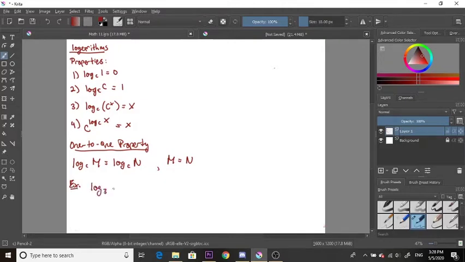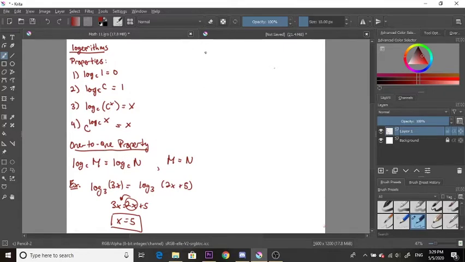Let's say we have log base 3 of 3x is equal to log base 3 of 2x plus 5. Well, we have the same base on either side. If we didn't have the same base, then this would be a lot more tricky to solve. But because these are the same bases, we can simply rewrite this without the logs. So we have 3x is equal to 2x plus 5, and then we solve it as normal. We get x is equal to positive 5. So that is the one-to-one property.